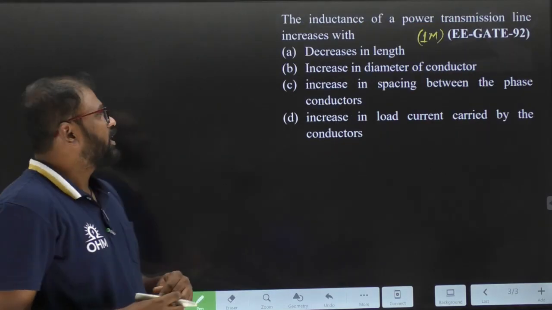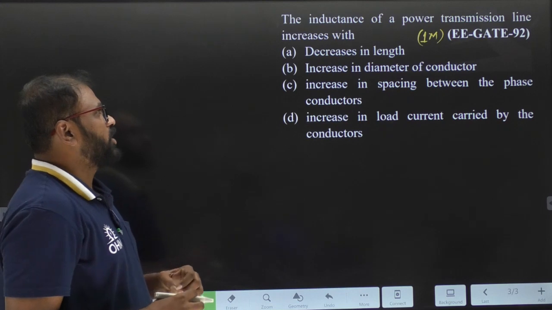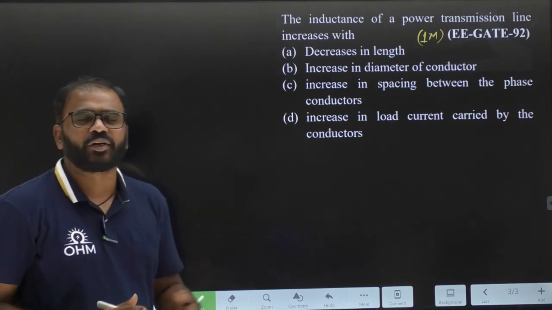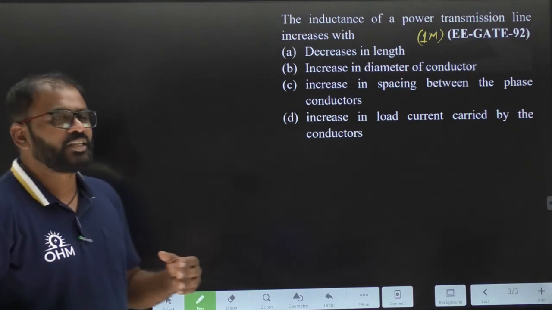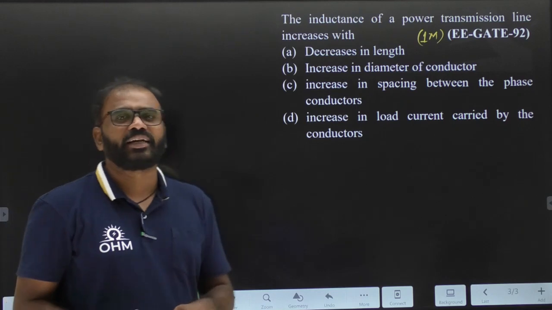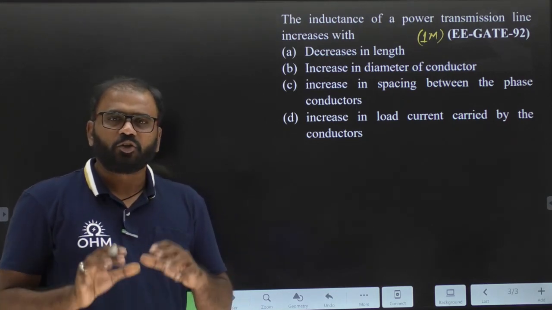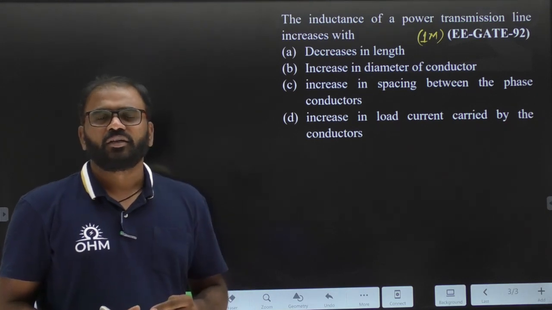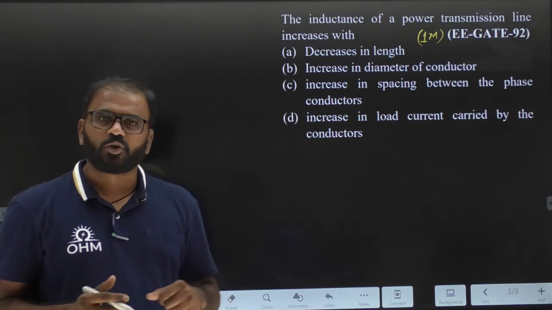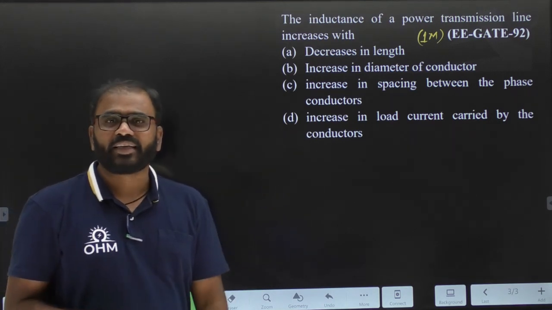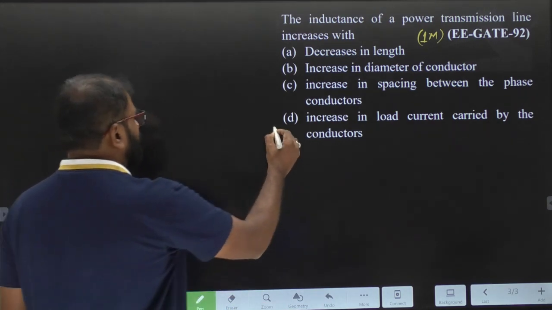See this question. The inductance of a power transmission line increases with option A, decrease in length, option B, increase in diameter of the conductor, option C, increase in spacing between the phase conductors, option D, increase in load current carried by the conductor. Truly speaking, the inductance depends on 3 factors: length of the line, spacing between the conductors, and also size of the conductor. It does not depend on load current carried by the conductor. So I can directly eliminate this option.